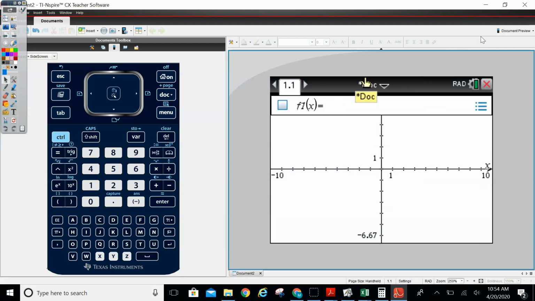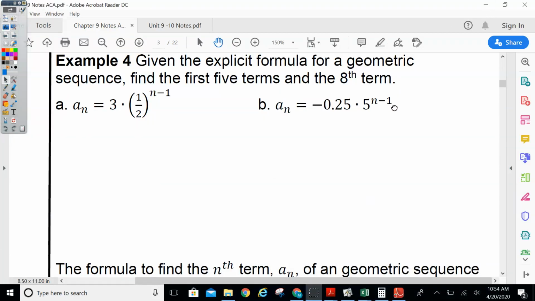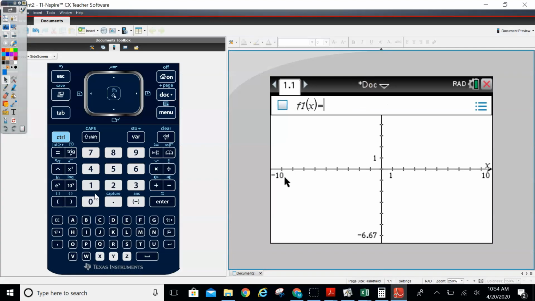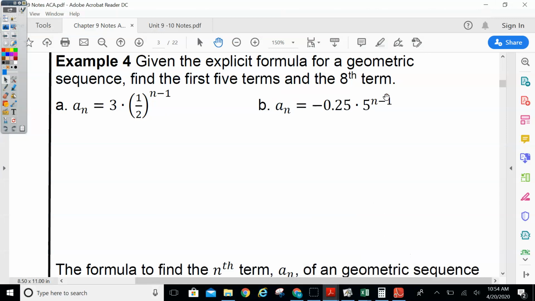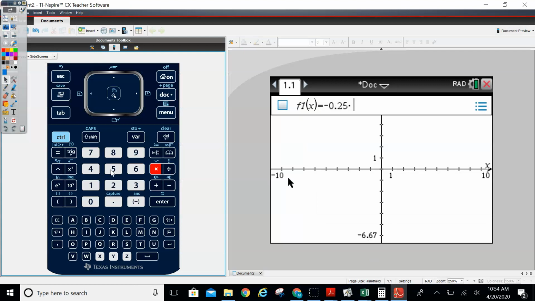And in this one, I want to type this part over here. The AN is the y equals, or the f of x equals. This is the part I want to type in. So negative 0.25 times 5 exponent n minus 1. So times 5 to the, instead of n, we're just going to put x minus 1.